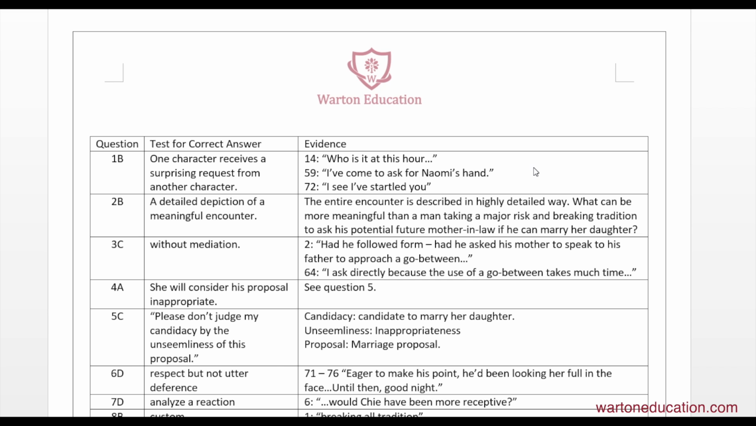Okay. 2b, a detailed depiction of a meaningful encounter. So the entire encounter is described in a very detailed way. You know, there's lots of details about what was said, what was felt, expressions, gestures. And of course, as I mentioned here, what can be more meaningful than a man taking a major risk and breaking tradition to ask his potential future mother-in-law if he can marry her daughter? Extremely meaningful.